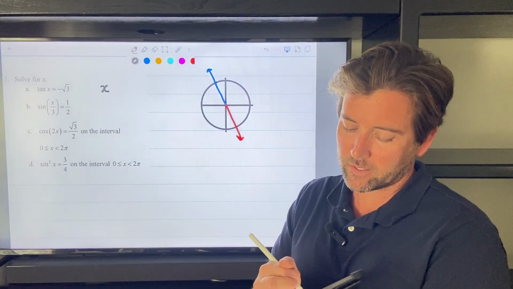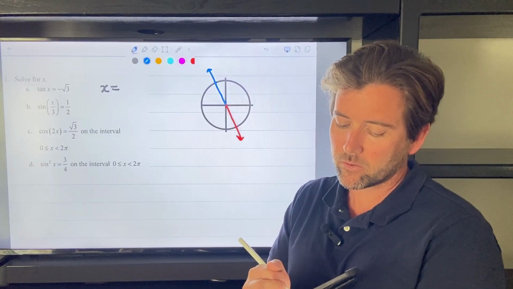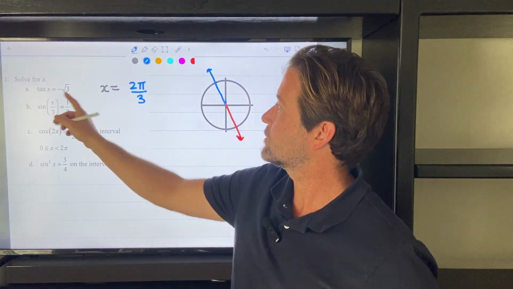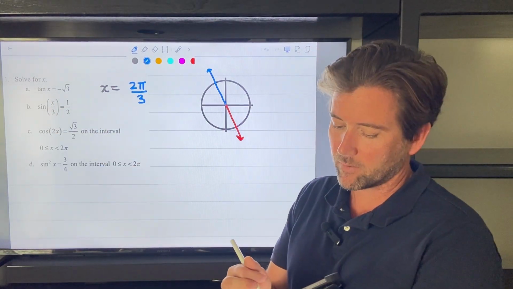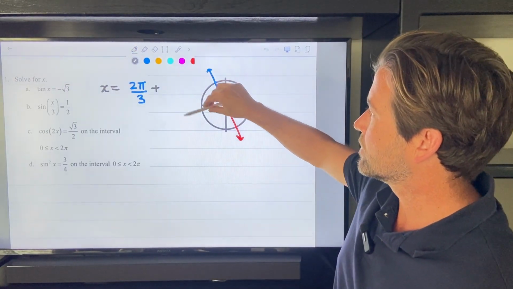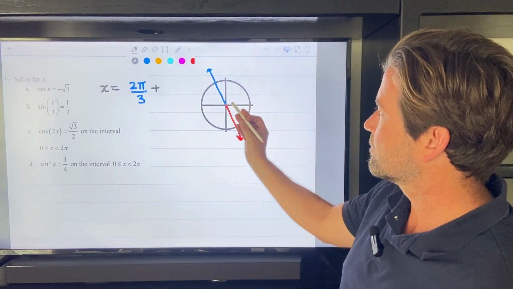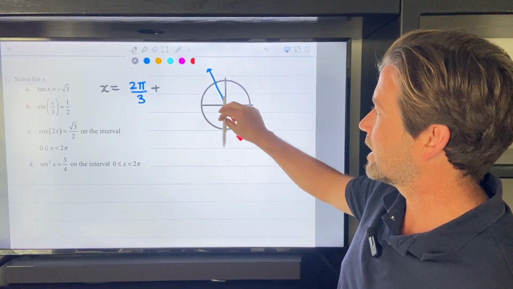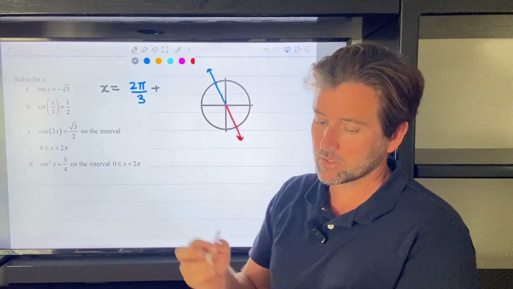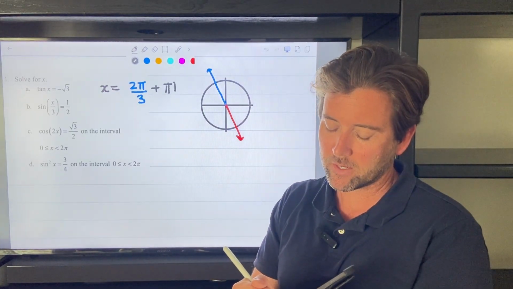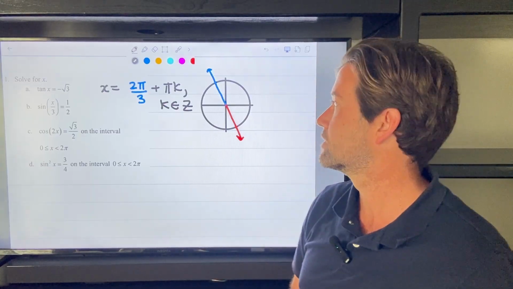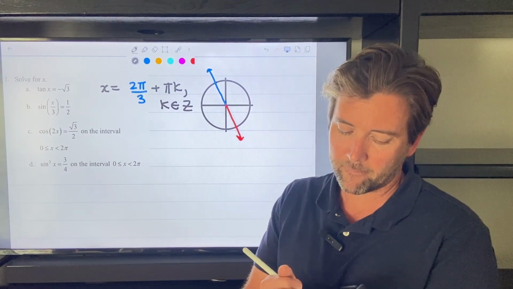So our solutions are x equals, the angle in the second quadrant is 2 pi over 3. So the tangent of 2 pi over 3 is equal to negative rad 3. Now from this blue angle here to the red one is pi. From red to blue is plus pi again. Keep adding pi. Or I could take away pi and get from one angle to the other one. So we're going to put plus pi k, where k is an element of the set of integers. So that's our solution for 1a.